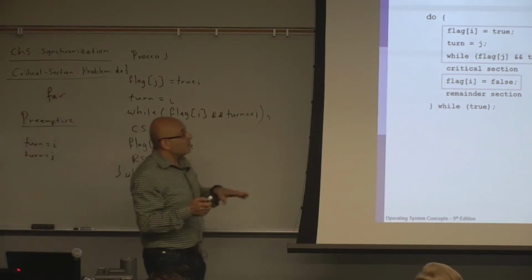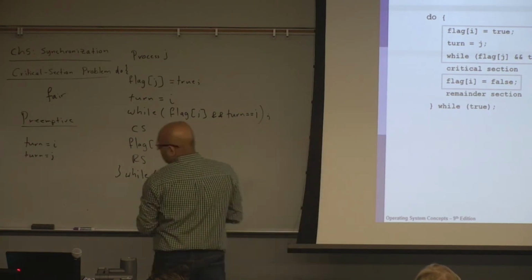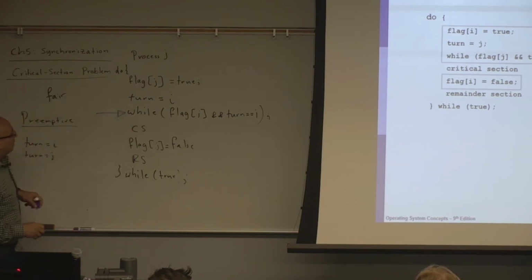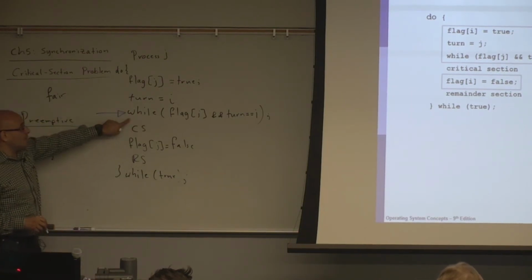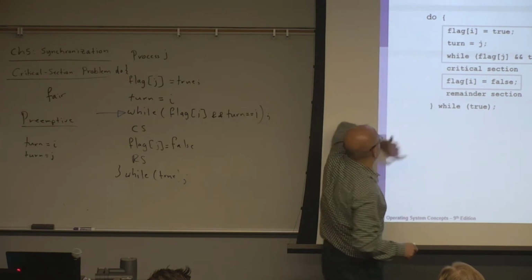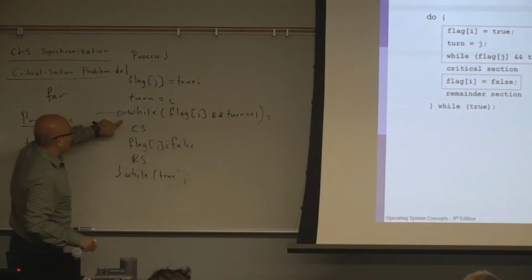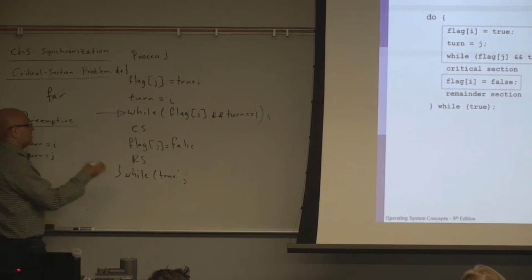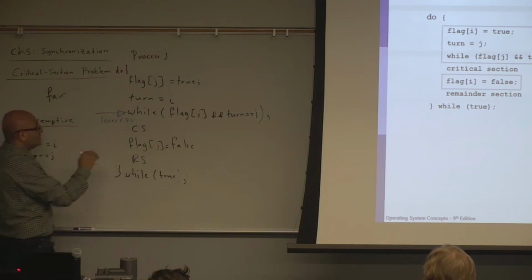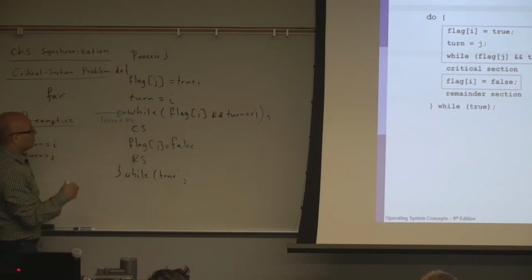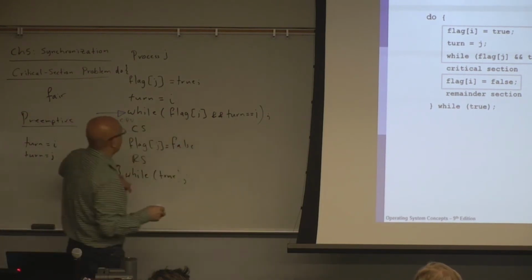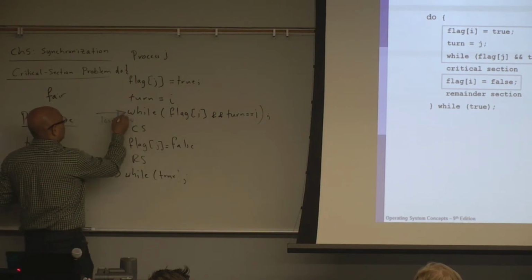Meaning that process J is waiting. So suppose that process J is waiting here, because process I is in the critical section. So at this point, process I is in the critical section, process J is waiting. Then while process J is waiting, it loses the CPU. So the last time it checked, flag of I was true and turn was equal to I. Okay, and it was waiting, but then it lost the CPU.